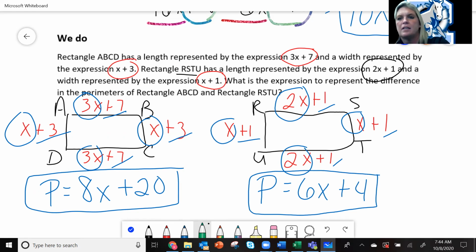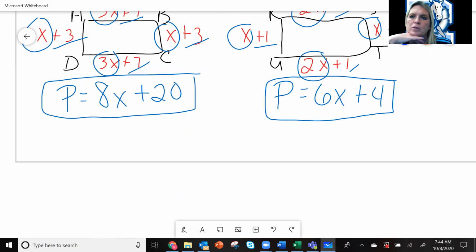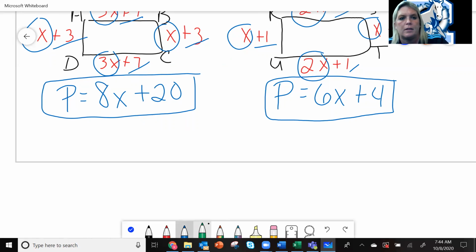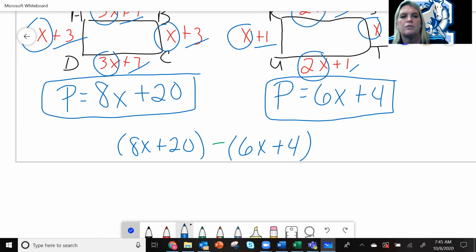The problem is asking us for the difference between the perimeters. Difference means to subtract. So try and do that now. Now that we have our perimeters, try and find the difference between them. When we do this, we have 8x plus 20. The first one goes in parentheses. Then we have a minus sign. Then we put the second one in parentheses. Now, what do we do from here?